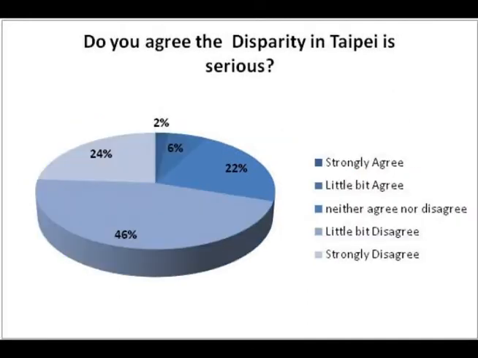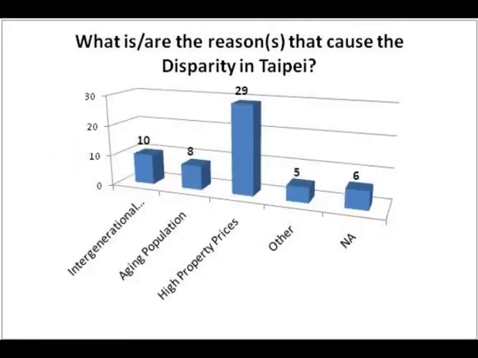So as we go down to the next chart, do you agree that the disparity in Taiwan is serious? According to our data, 80% of people disagreed with that, and it proves that in terms of Taiwanese opinion, the disparity in Taipei is not that serious. And as we go down, what are the reasons that cause the disparity in Taipei?